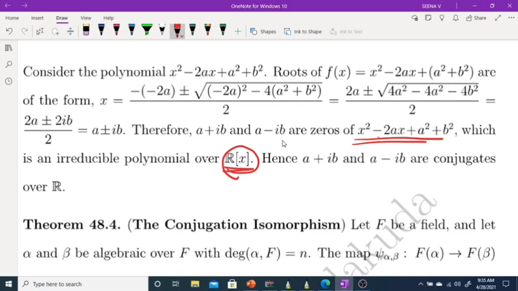But the roots of this are clearly not in R. Therefore, this is an irreducible polynomial, and thus a plus ib and a minus ib are roots of the same irreducible polynomial. Therefore, a plus ib and a minus ib are conjugates over R.